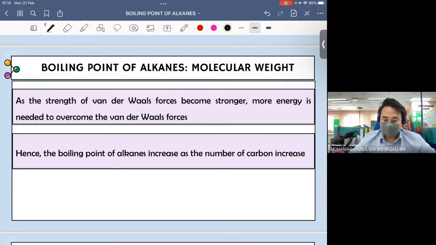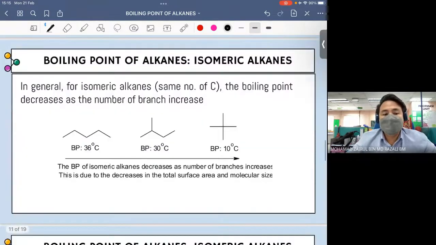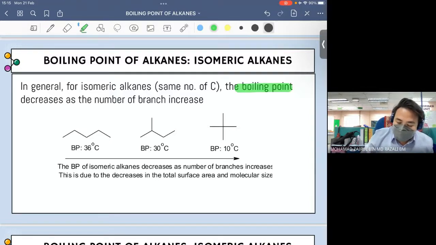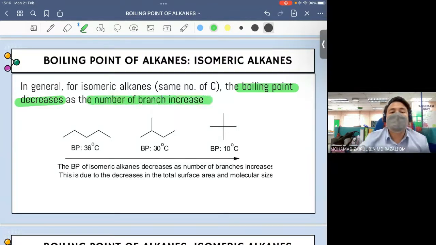Alright. Okay. So now, in terms of isomeric alkane, isomeric alkane refers to alkane with the same number of carbon but different in terms of structure. In general, for isomeric alkane, the boiling point will tend to decrease as the number of branches increases. This also has a relationship with molecular contact surface area.